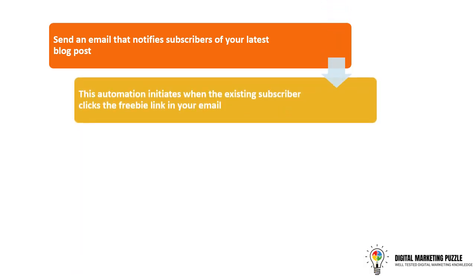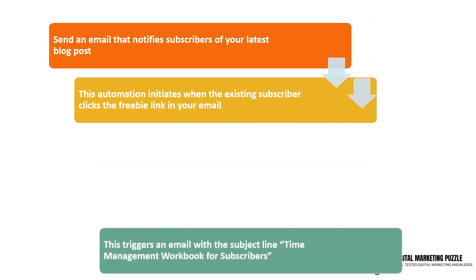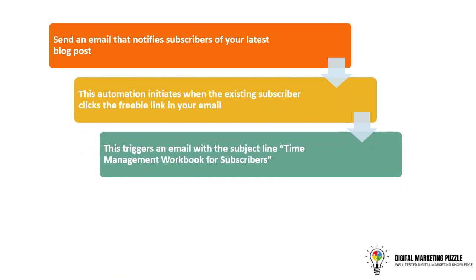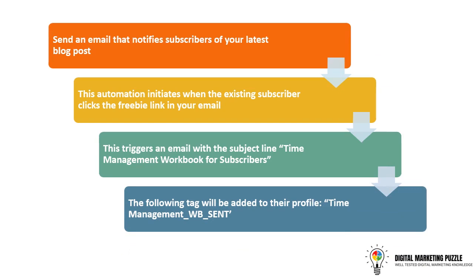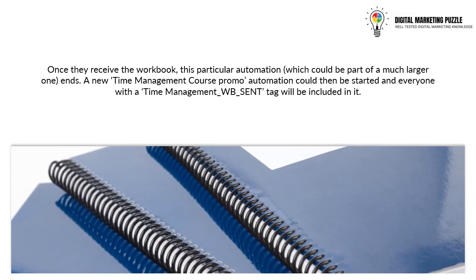The automation initiates when the existing subscriber clicks the freebie link in your email. This triggers an email with the subject line Time Management Workbook for subscribers. The following tag will be added to their profile: time management_WB_sent. Once they receive the workbook, this particular automation, which could be part of a much larger one, ends. A new time management course promo automation could then be started, and everyone with a time management_WB_sent tag will be included in it.